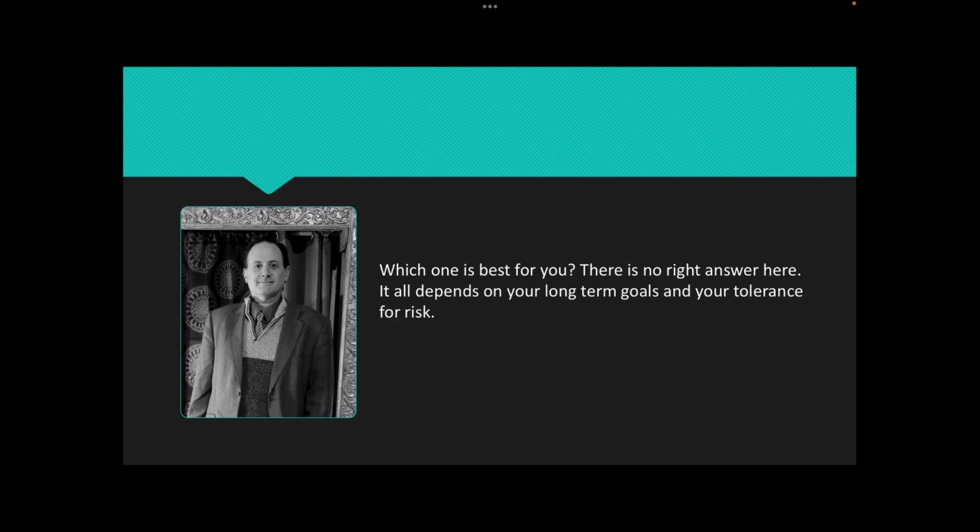Which one is best for you? There is no right answer here. It all depends on your long-term goals and your tolerance for risk.